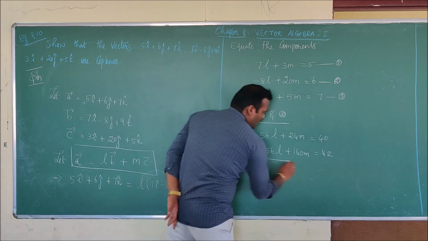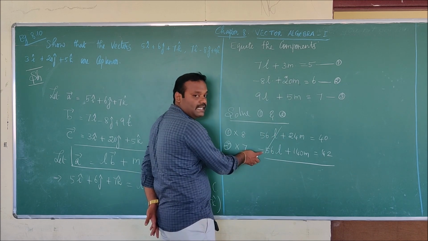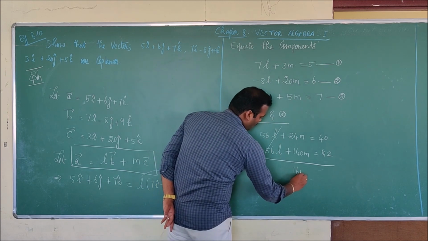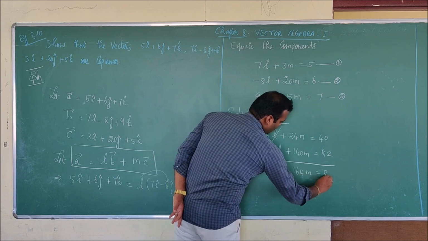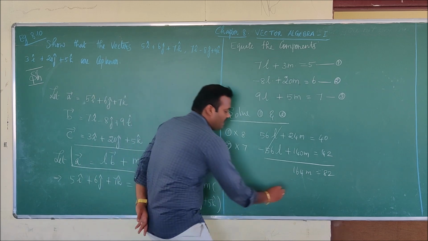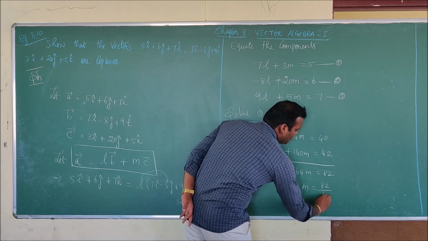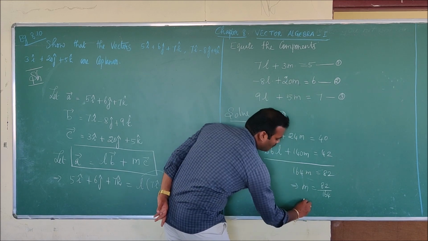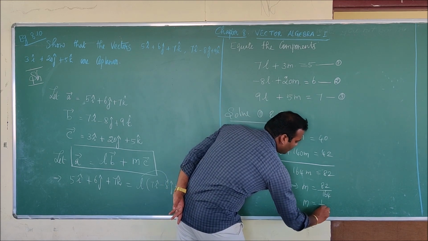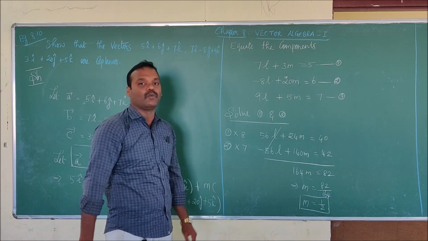Okay, now I am going to add these two equations. When you are adding, L will get cancelled, so that you will have 164M, which is equal to 82. Okay, which implies that the value of M is equal to 82 divided by 164. So M equal to 1 by 2. So the value of M is equal to 1 by 2.